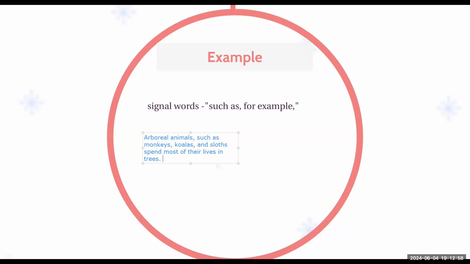Arboreal is the word we don't know, right? Then we have examples of monkeys, koalas, and sloths. Do you know what a monkey is? Do you know what a koala is? Do you know what a sloth is? Maybe not, but you know what a monkey is and what a koala is. And they spend their life where? In trees. You know what a tree is? So what does arboreal mean? Animals who live in trees.